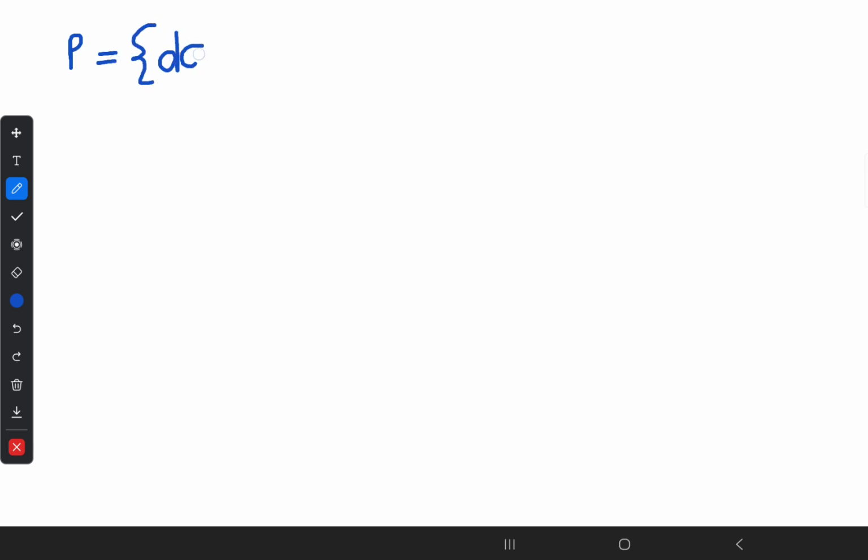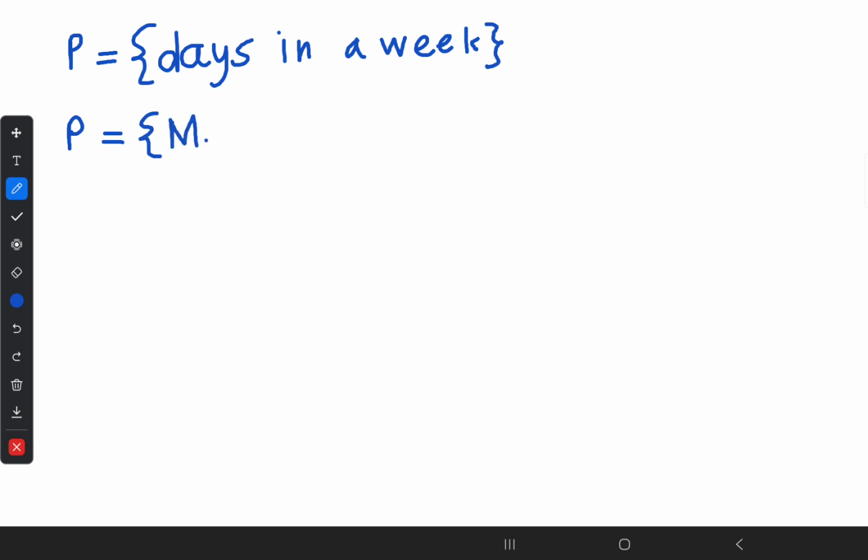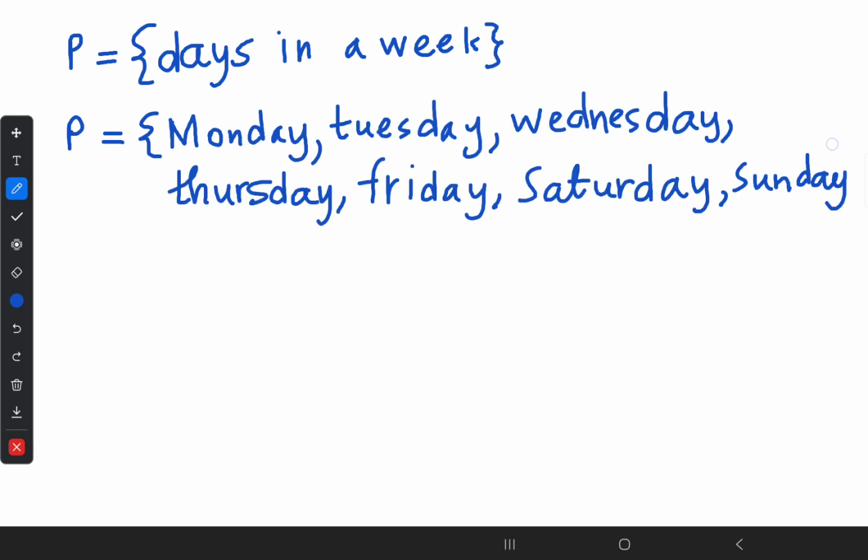Days in a week. What are the days in a week? Do not write 7. Okay, you should write all the days. Monday, properly write that. Monday, Tuesday. This is the way we need to express the elements of a particular given set.